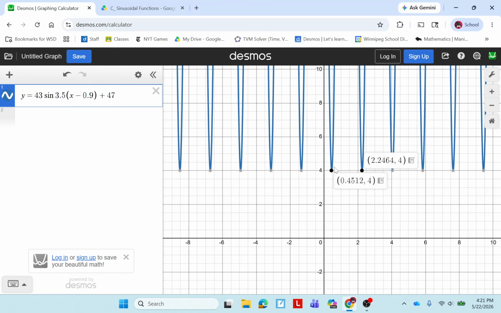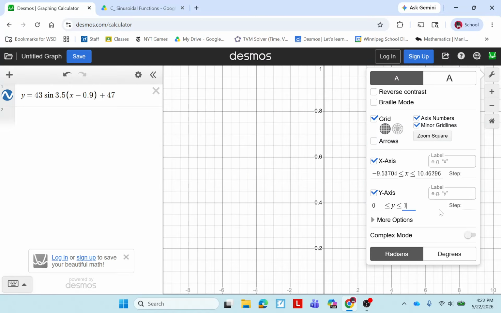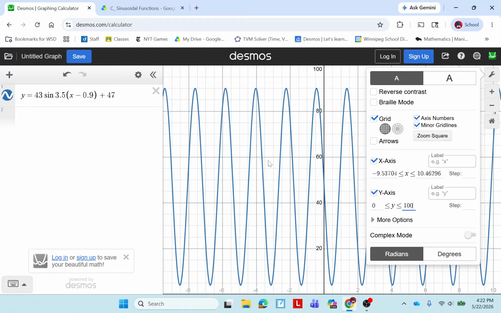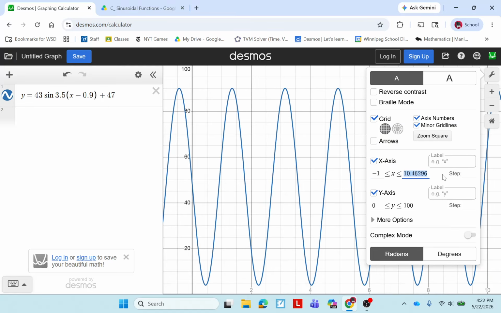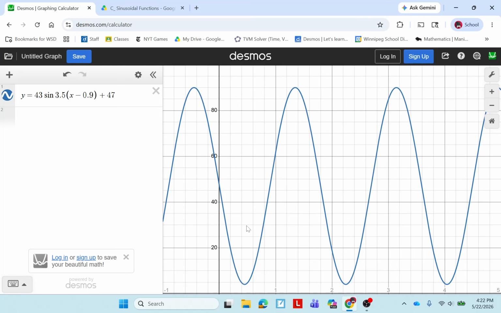The other thing I'm going to point out is that you can see my waves are about 2 units apart, because we're going from 0.45 to 2.24. That's what creates a whole wave. So maybe let's throw in a couple of waves so that we can get a good look at it. I'm going to adjust my y-axis to go from, let's say, 0 up to 100. So now we can see the waves a lot better. We can see the bottom and the top. And my x-axis, let's make it go from -1 to, let's say, 5. Okay, so now we can better see the waves, and we can determine some characteristics.